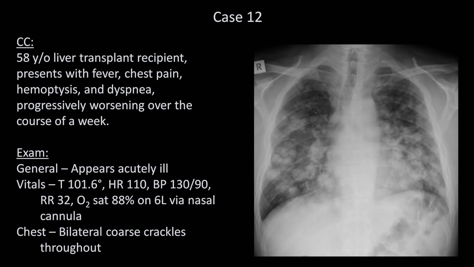Case 12. A 58-year-old liver transplant recipient presents with fever, chest pain, hemoptysis, and dyspnea, progressively worsening over the course of a week.